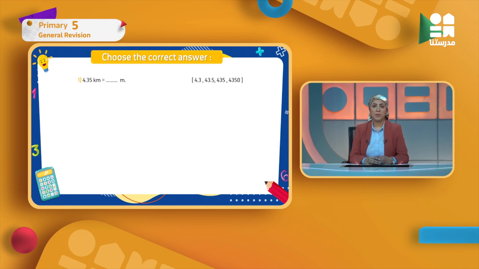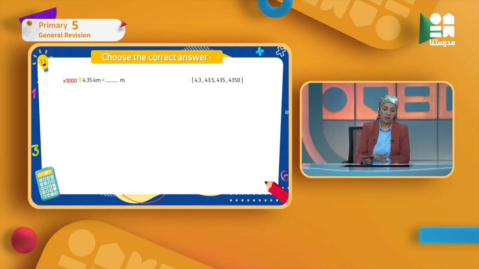Okay? I will multiply by what? From a kilometer to a meter, I multiply by 1,000. So here, 4.35 times 1,000. This means that I am going to move the decimal point 3 places to the right, because this is multiply and I have 3 zeros, so I have to move my decimal point 3 places.